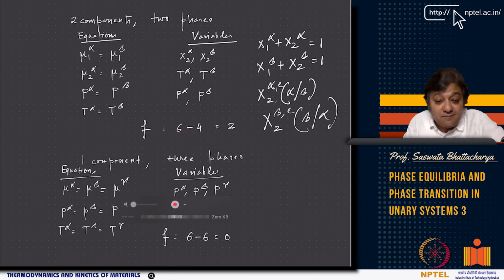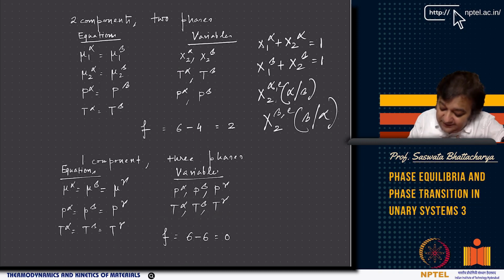Now think of one component, 3 phases, like the triple point, right? If you have one component, 3 phases, then you have mu alpha equals mu beta equals mu gamma. This gives you 2 equations. P alpha equals P beta equals P gamma, 2 equations. T alpha equals T beta equals T gamma. Equations are calculated by counting the equal to signs, right? So you have 1, 2, 3, 4, 5, 6 equations. So 6 equations. And what are the variables?